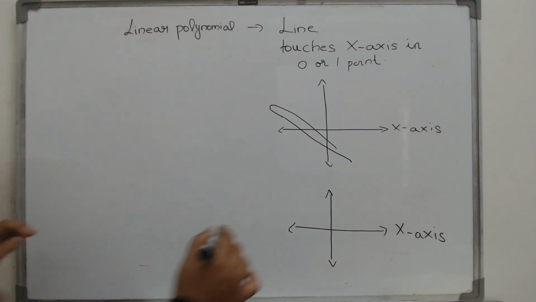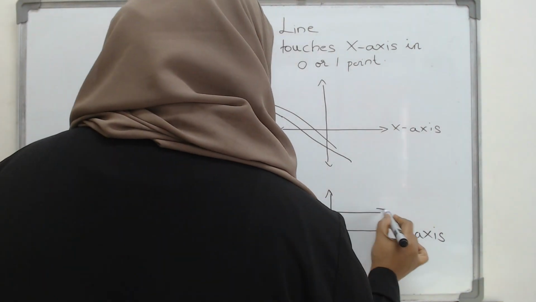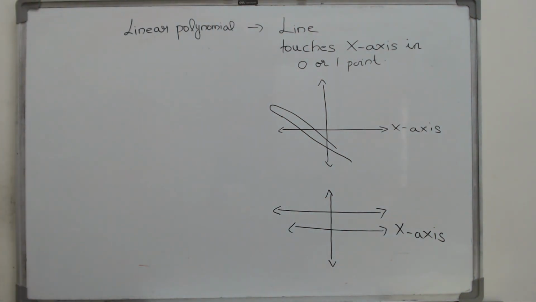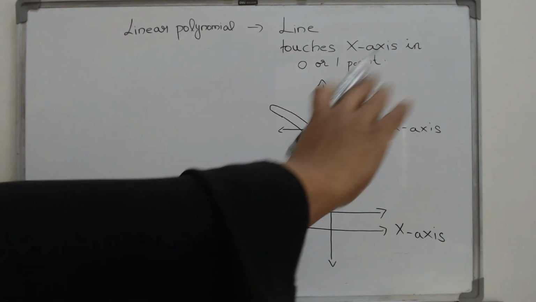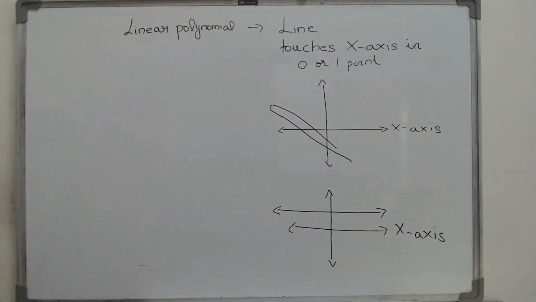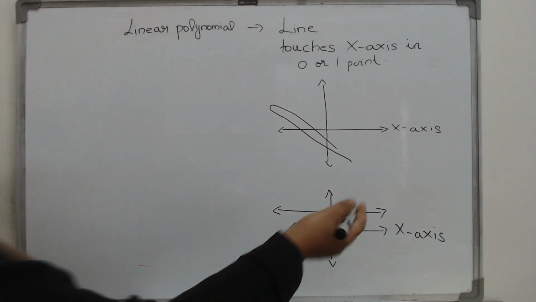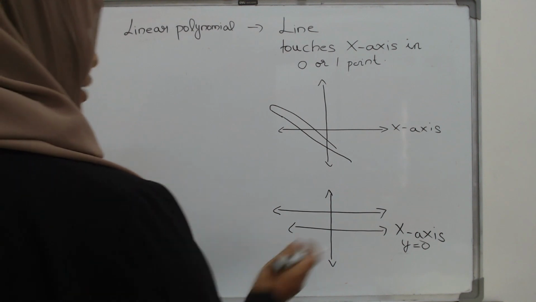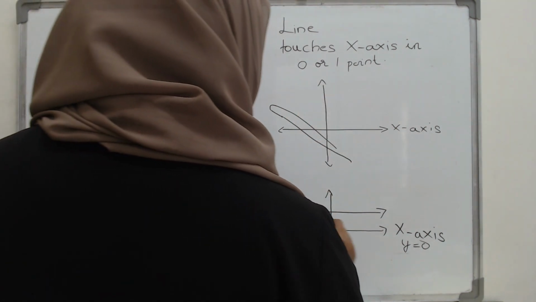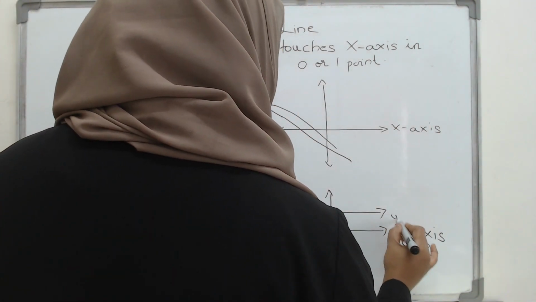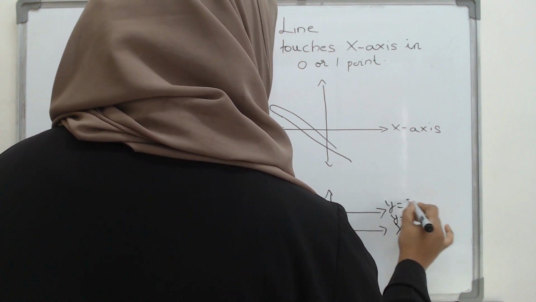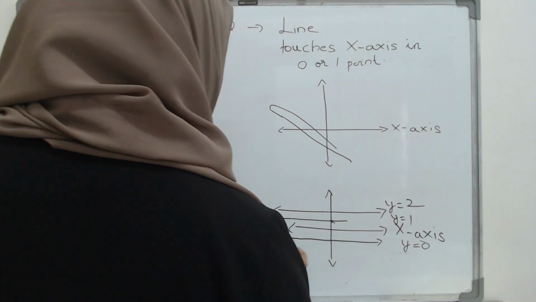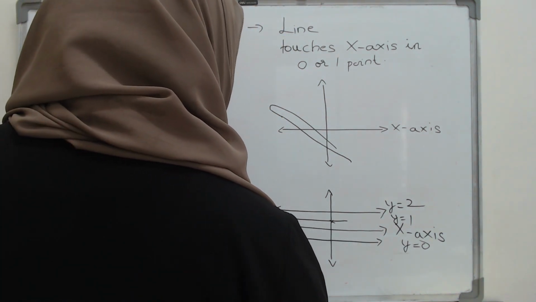But then what if it is parallel to the x-axis? What is the definition of parallel lines? Parallel lines are lines which however you extend them, they will never touch. So what is the equation for the x-axis? The equation for the x-axis is y equal to 0. So this line, which cuts here, will be y equal to 1, y equal to 2. Similarly, if it comes below the x-axis, it will be what? y equal to -1, y equal to -2.